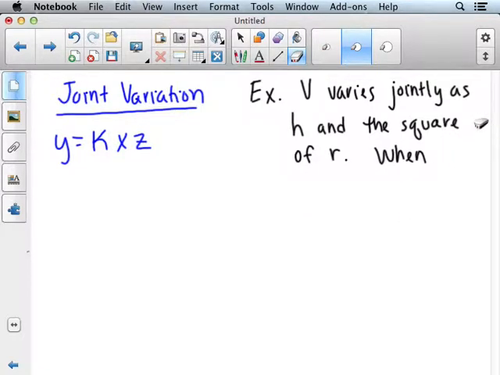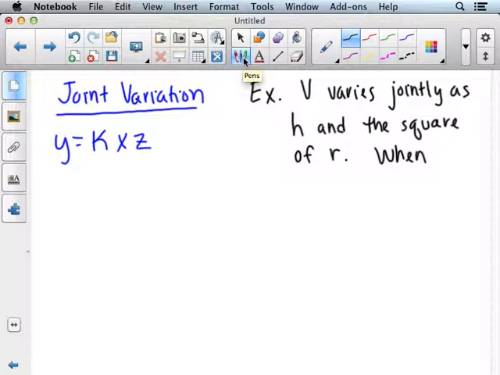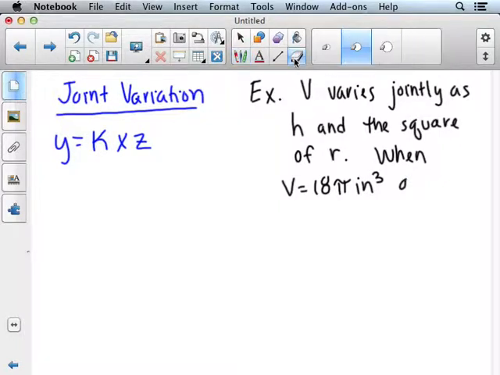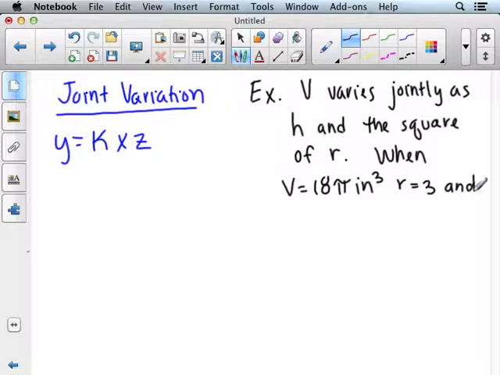Let me change this up a bit. Think about this one better first. Okay. So when V equals, let's make it 18π inches cubed, r equals 3, and h equals 2. So my question here is: find k, the constant of variation.